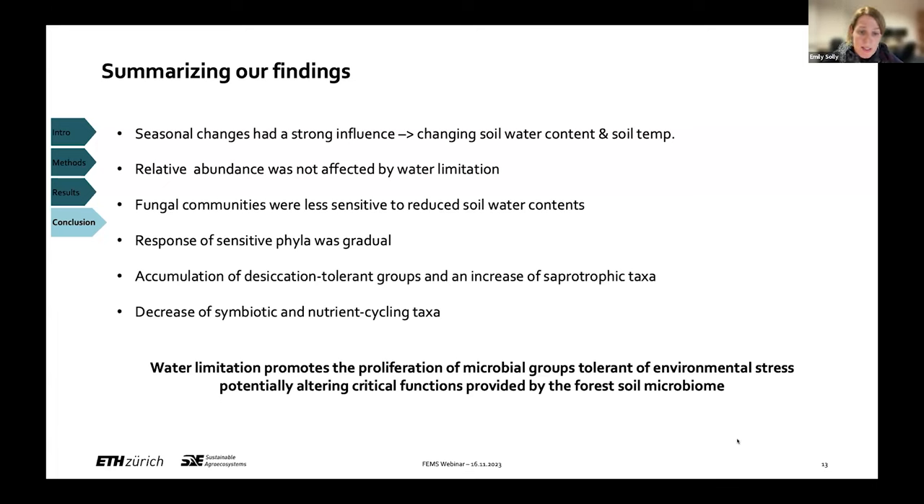Water limitation overall promoted the proliferation of microbial groups which were tolerant to environmental stress, such as saprotrophic taxa, and rather induced a decrease in those taxa which were involved in nutrient cycling, as well as plant symbionts. And so overall, water limitation will likely have potential effects on the soil microbiome of Scots Pine forests, and will likely affect the functioning of forests due to changes in the critical functions which are provided by soil microbial communities.